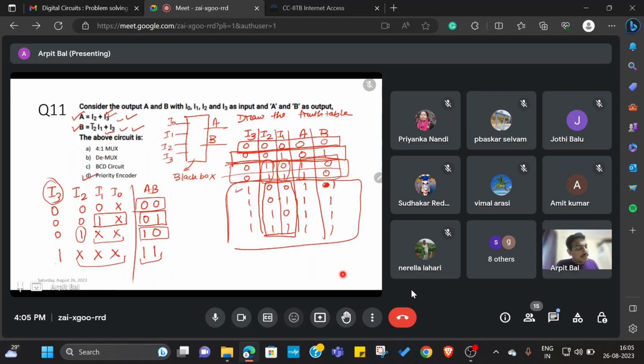Because here we can see the highest bit getting the highest priority. If the highest bit is set, we don't care about the rest of the bits. Like in this case, the highest bit I3 was set. In this case, I2 was set. I3 is 0. In this case, I1 is set, so we didn't bother about I0. So this gives a priority to the highest bit if it is set. That's why it is called a priority encoder.